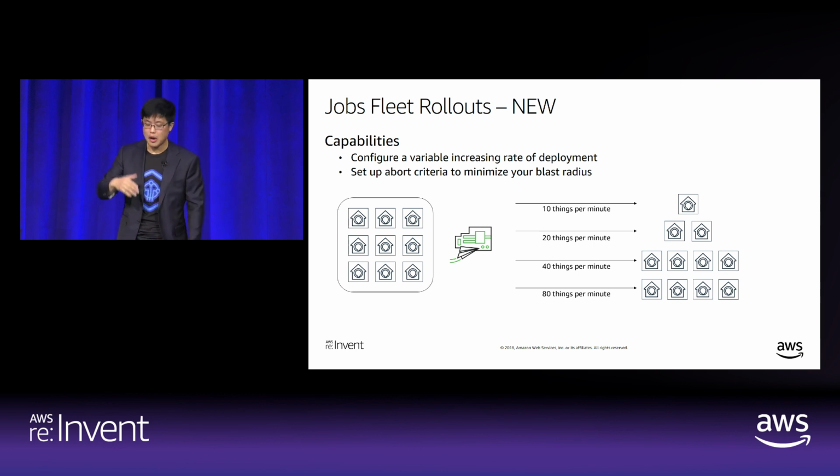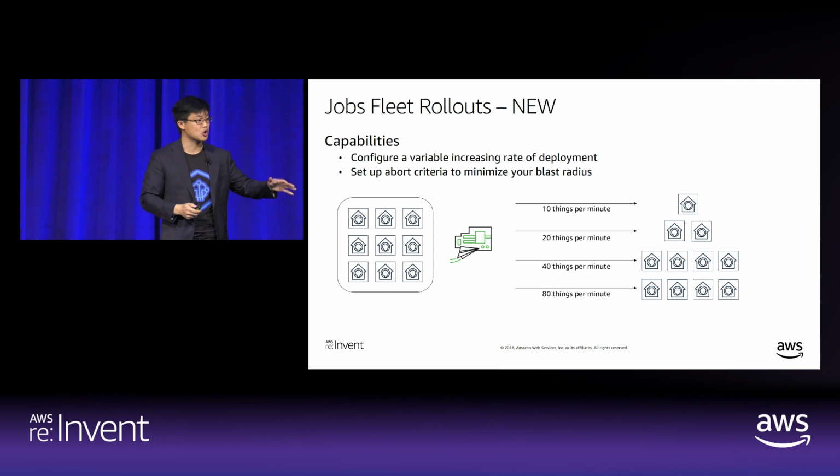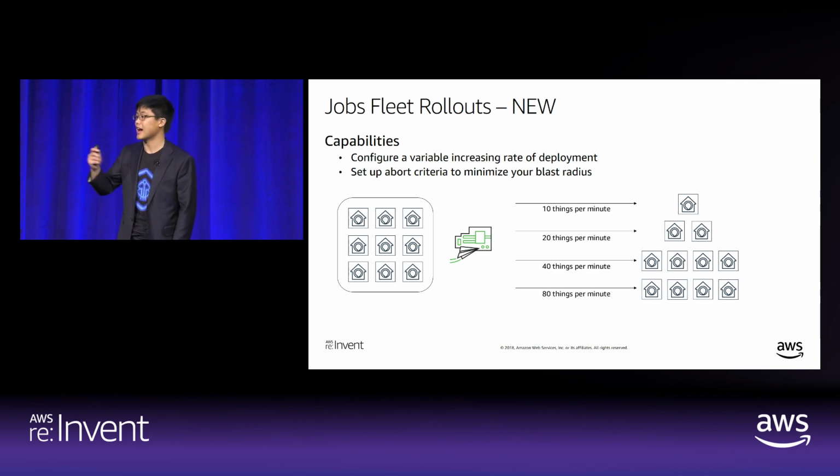And then the second part of it, as well as providing different mechanisms for controlling blast radius, is setting abort criteria. So now you can also set up failure thresholds for your different jobs to say, for example, if greater than 10% of my devices that are being processed either fail my update or time out from my update, then stop the entire job.